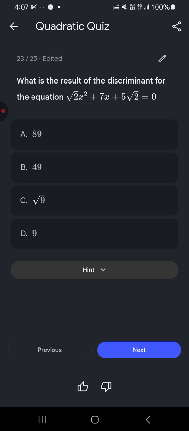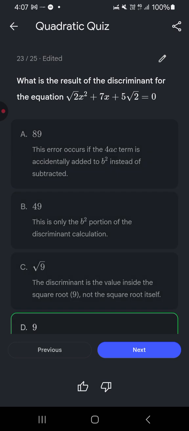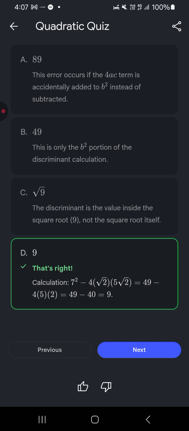What is the result of the discriminant for the equation root 2x square plus 7x plus 5 root 2 is equal to 0? Option D. If we put the values, the answer comes to 9.